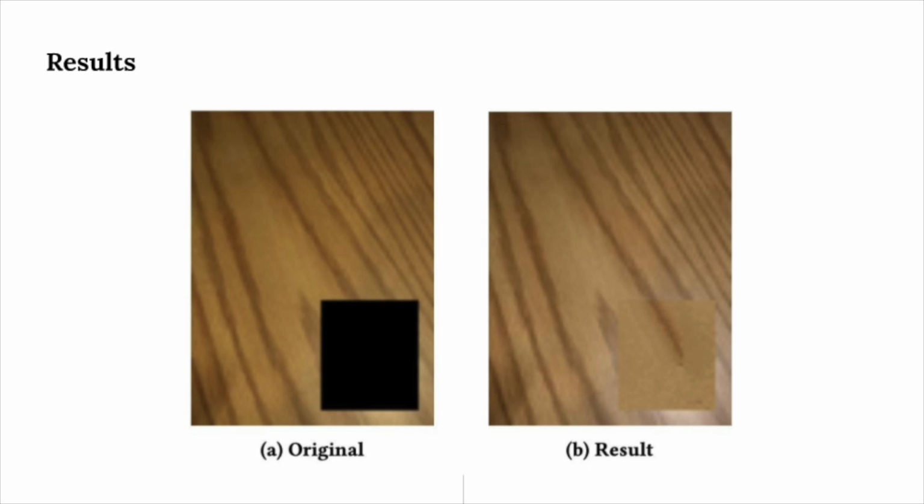The results here are from running my algorithm on a wood desk, with the rectangular part blacked out. The wood texture is synthesized in that hole, and as you can see, it works pretty well in recreating an accurate looking wood texture within those blacked out pixels.